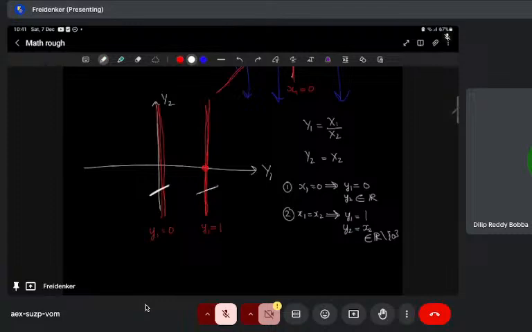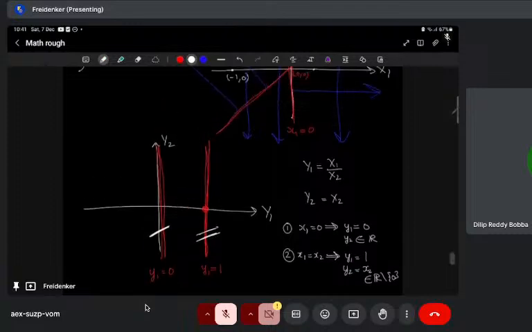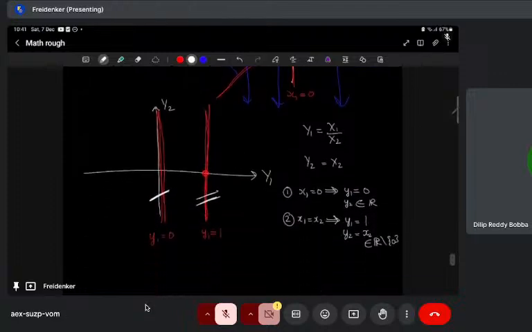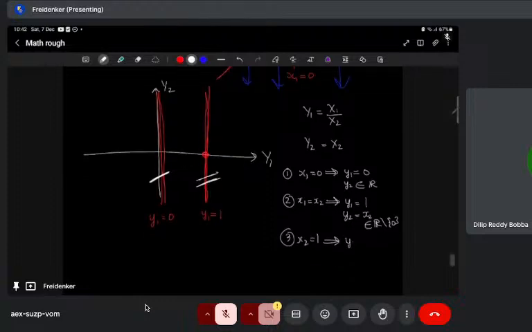So now what is the third one? x2 equal to 1. If I substitute x2 equal to 1 in the equations of y, what will I get? y1 is just x1 and y2 is 1.